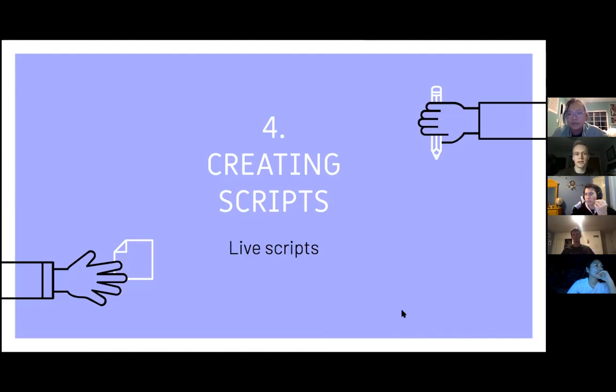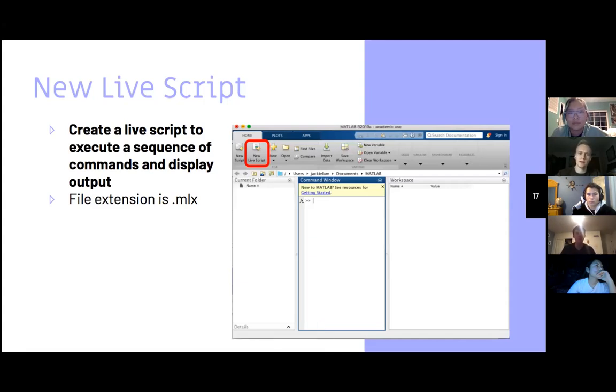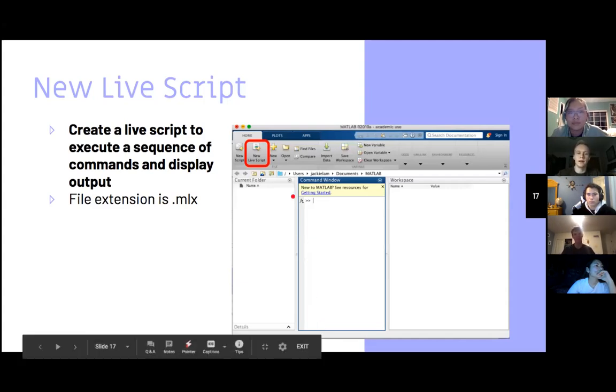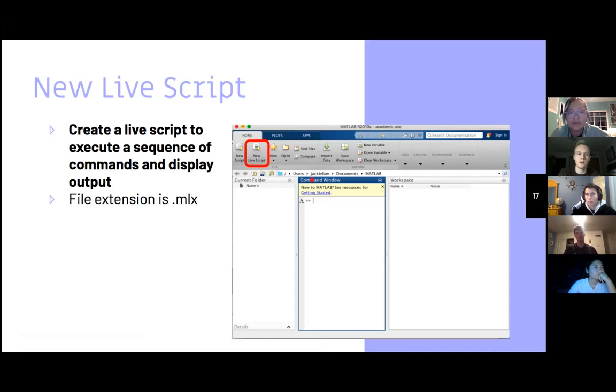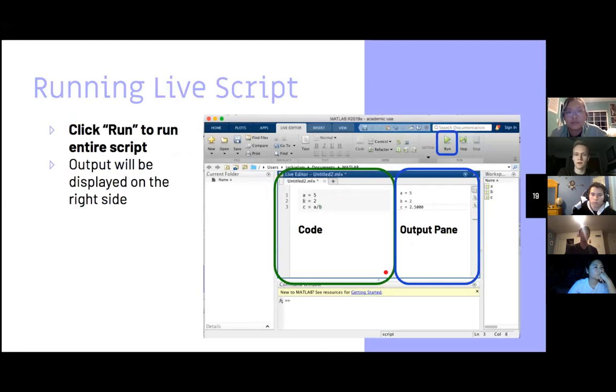So how we're going to get started creating scripts is using the new live script button, which hopefully you see up at the top left of your MATLAB window. So you're just going to click on that, and you'll notice that the window will change a little bit. A new command window will appear in the middle, and that shows in the next slide. So it'll appear in the middle like this, and that's where you're going to do your coding. And once we actually end up running it, it'll show up on the right.